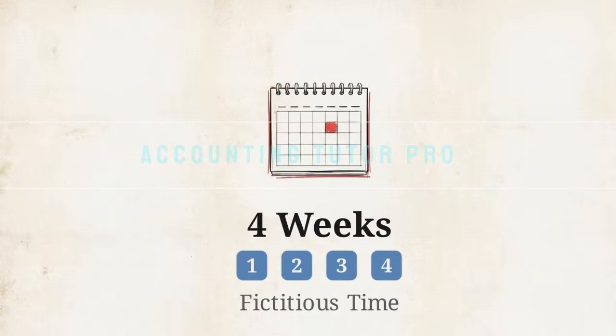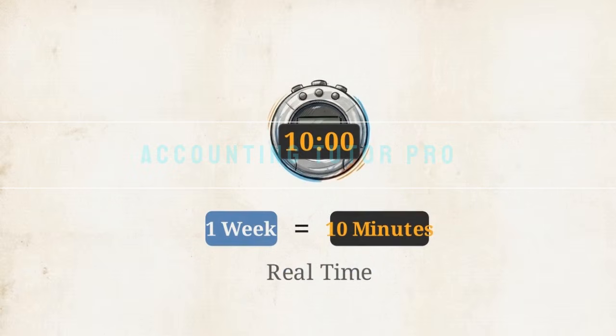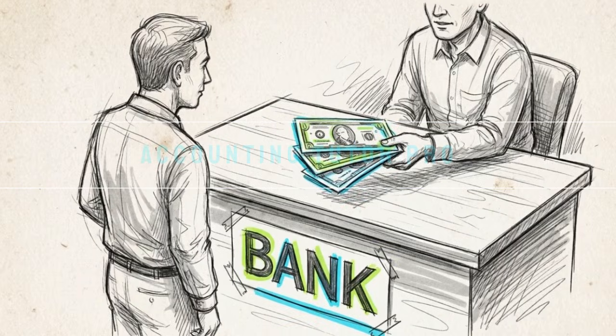The simulation spans a fictitious period of 4 weeks. In reality, each of these weeks is strictly governed by a 10-minute timer. When you are ready to begin, instruct 1 member from each manufacturing team to visit the bank and collect their opening balance of 200 Rand.